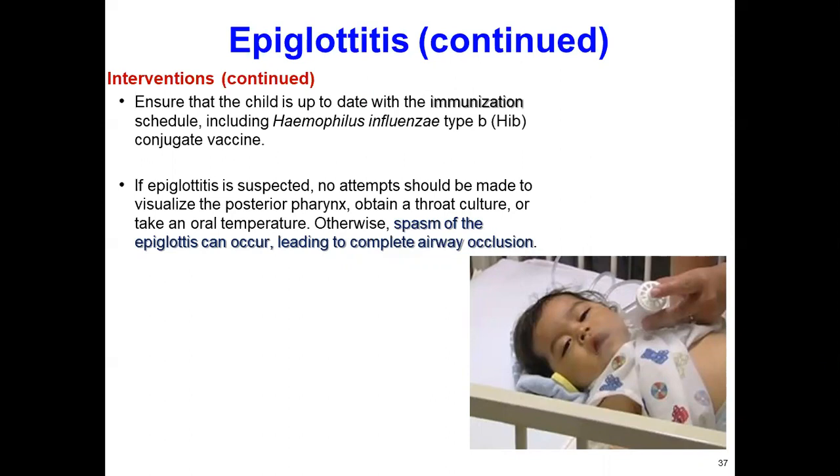If epiglottitis is suspected, no attempt should be made to visualize the posterior pharynx, obtain a throat culture, or take an oral temperature. We never do this. Otherwise, spasm of the epiglottis can occur, which leads to complete airway occlusion. And this is the danger for children, and it can lead to death. So we never do this.